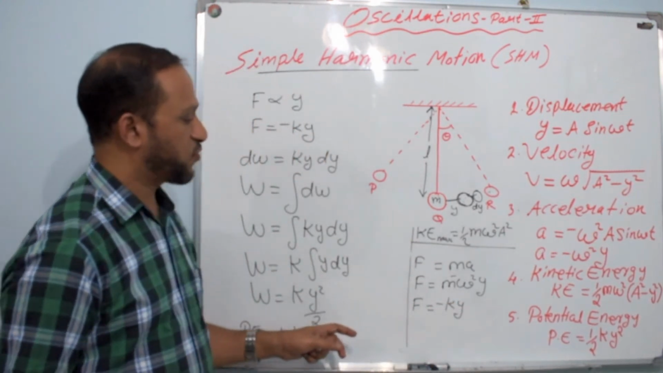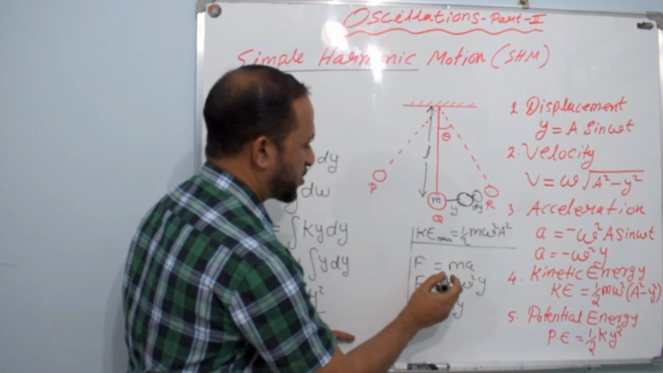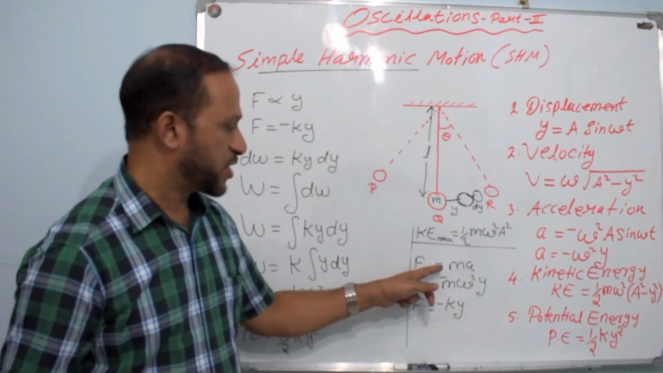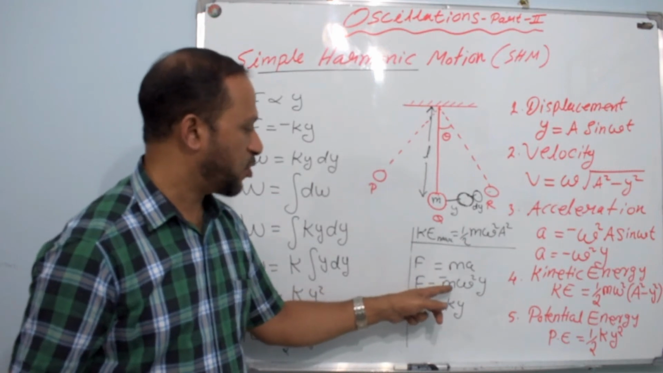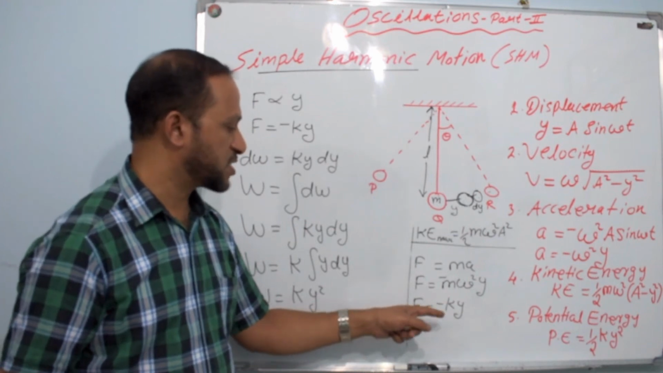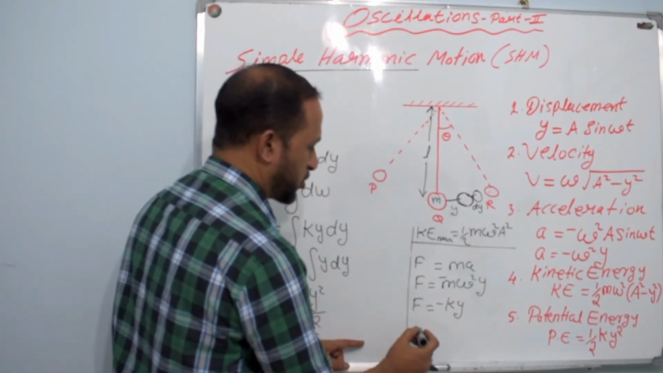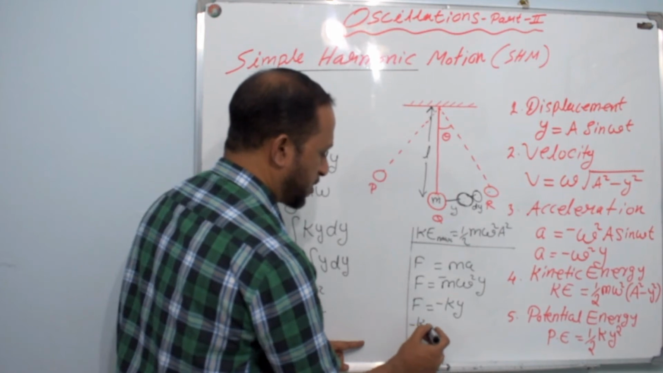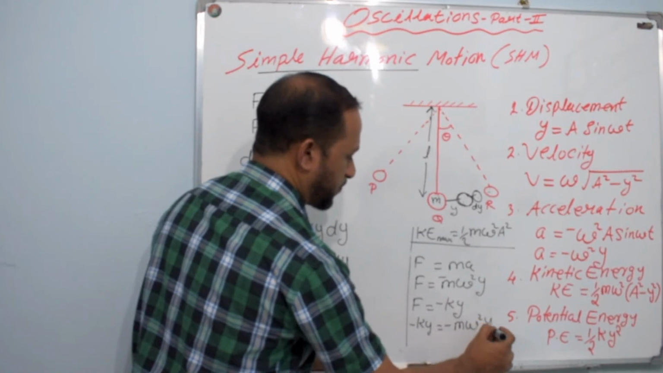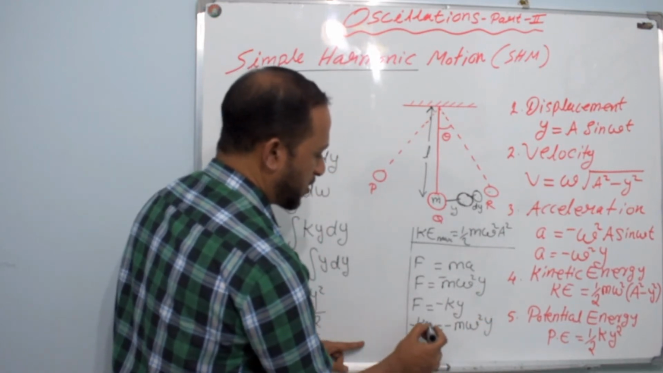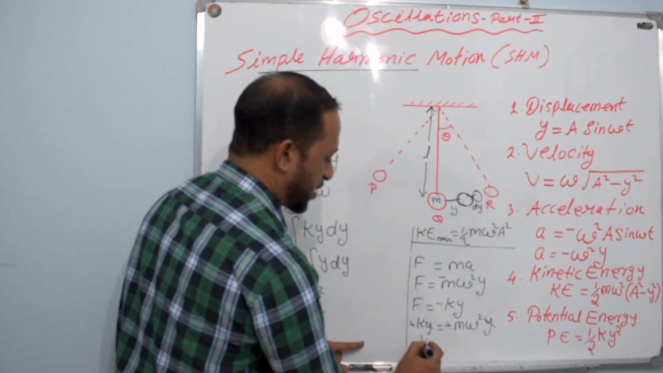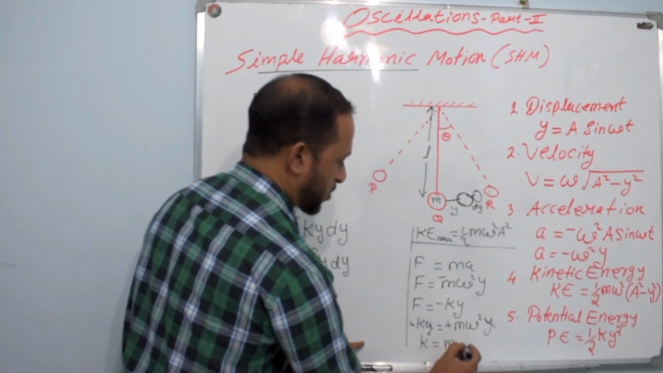So we have two equations for the force acting on the simple harmonic oscillator. One is from Newton's second law, that is minus m omega square y. Another from Hooke's law, that is F is equal to minus ky. On equating these two equations, that is minus ky is equal to minus m omega square into y, this y will get cancelled, the minus also cancelled. We will get the value of k is equal to m omega square.